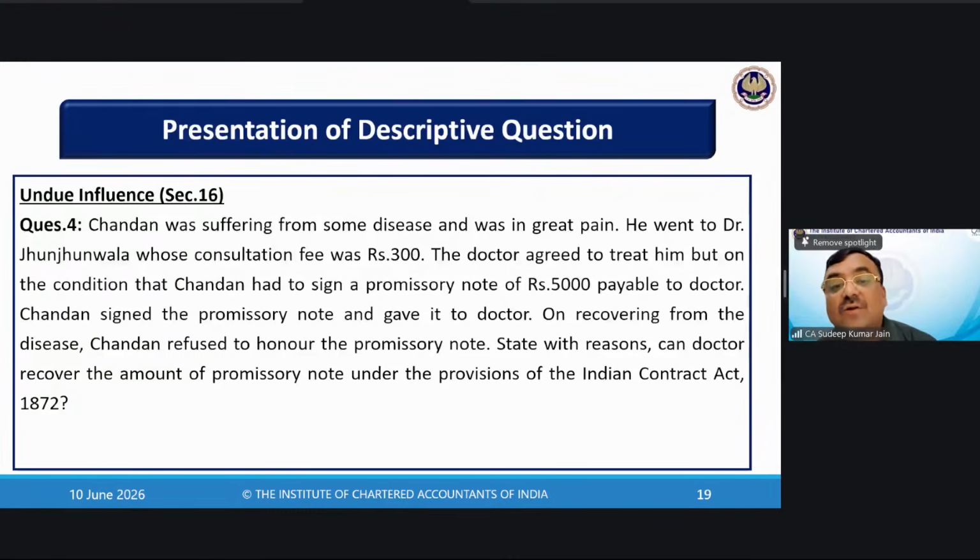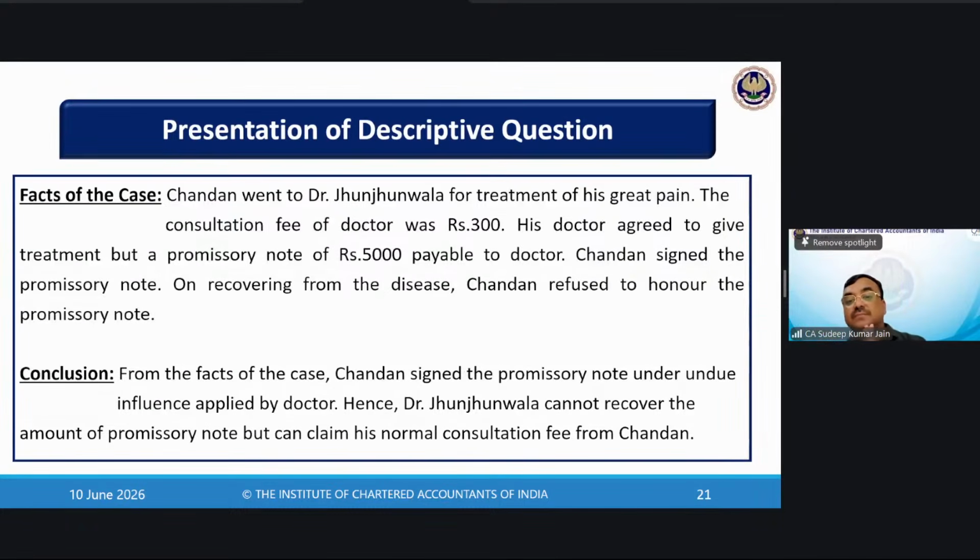So I think all of you have the correct answer. Very good. I'm directly coming to the answer. From the facts of the case, Chandan signed the promissory note under the undue influence applied by Dr. Junjunwala. Hence Junjunwala cannot recover the amount of the promissory note but can claim the normal consultation fees. Agreed, everyone? Should we go for the next question?